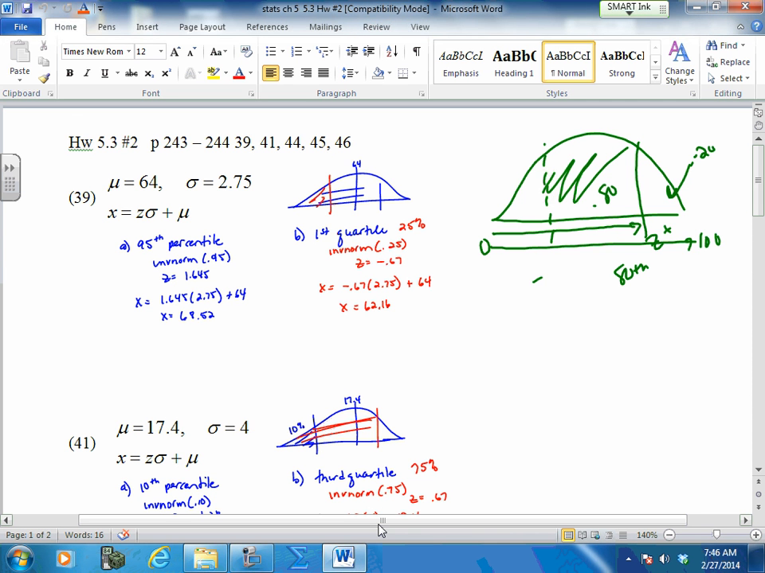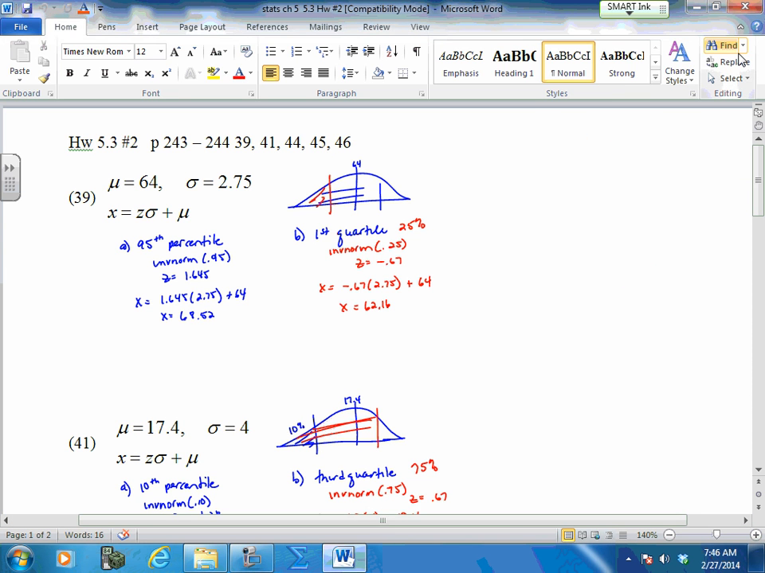Questions? This is important that you know which way you're going. All right, if you have any questions, stop me. Actually, I have a question. Go ahead. I want to find 75%. Is 25%, 75% both of the same thing? Yes.